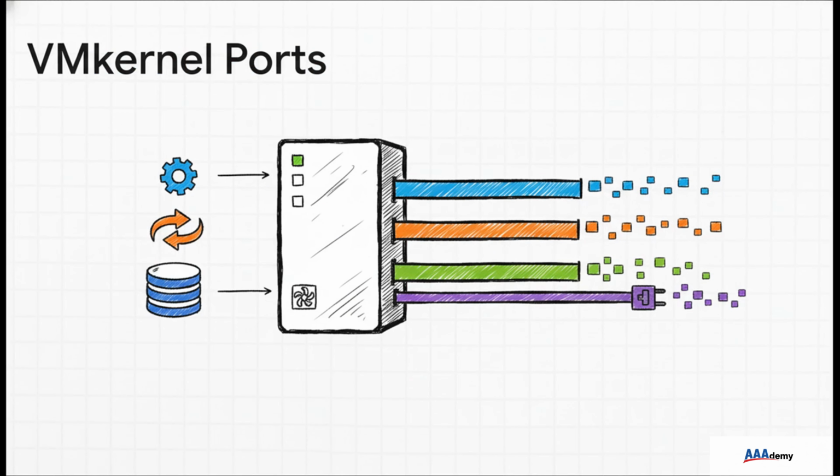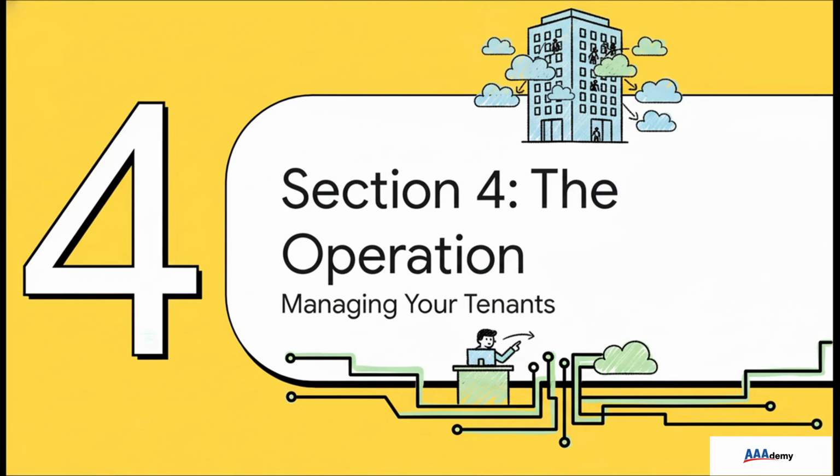Hey, remember those dedicated VLANs from our blueprint? Well, this is how we connect to them, using special network interfaces called VM kernel ports. Each host needs its own dedicated port for each type of infrastructure traffic, one for management, one for vMotion, one for vSAN, and so on. This is what ensures that a massive live migration doesn't suck up all the bandwidth and starve out your critical storage traffic.